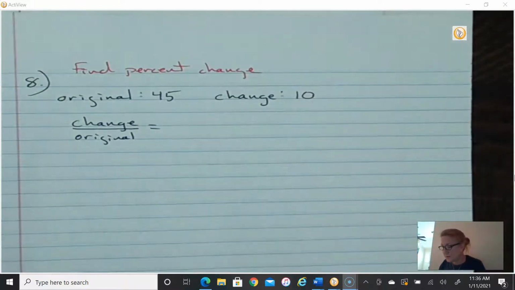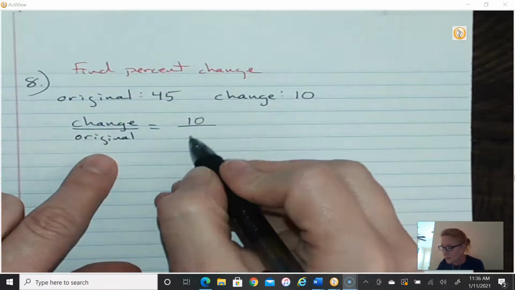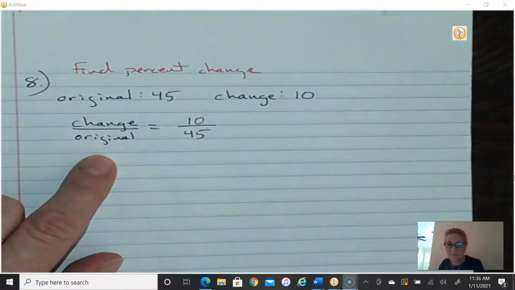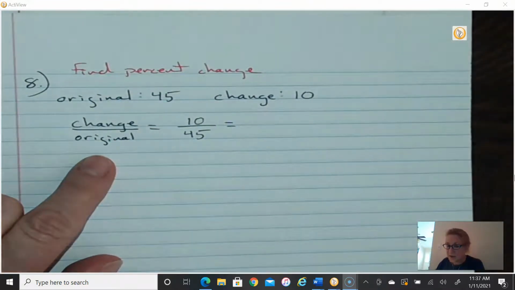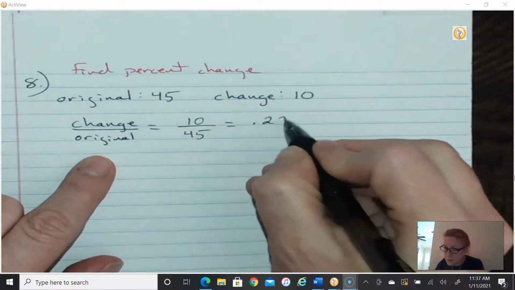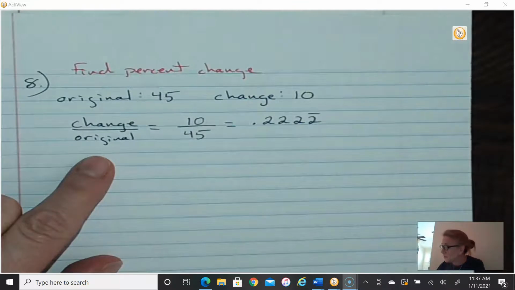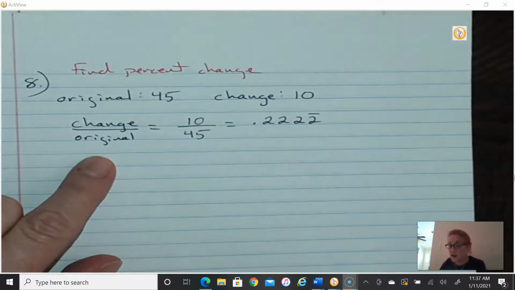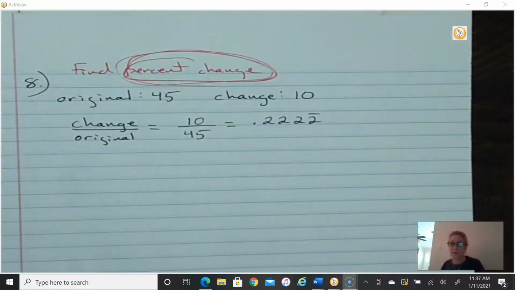All right, well, let's see. The change is 10, so you put 10 on top. The original is 45, put it on bottom. Now you divide, and you get 0.2222 repeating. Now, what do you have to do, though, before you're done? You're looking for a percent change. So you're actually looking for the percent.